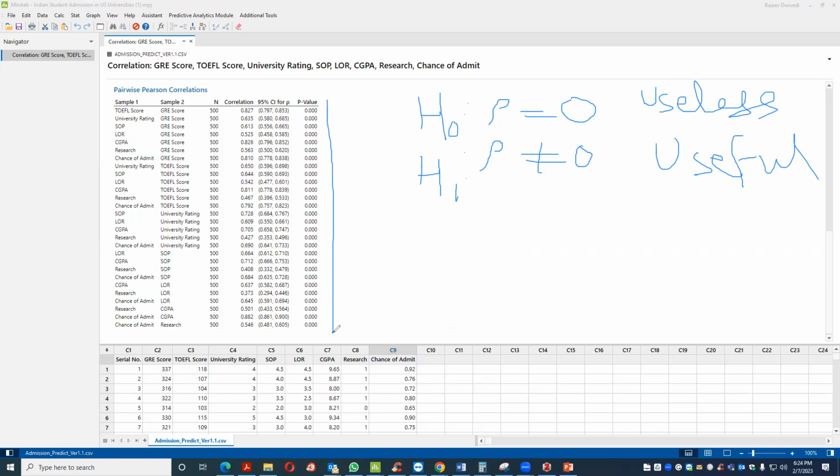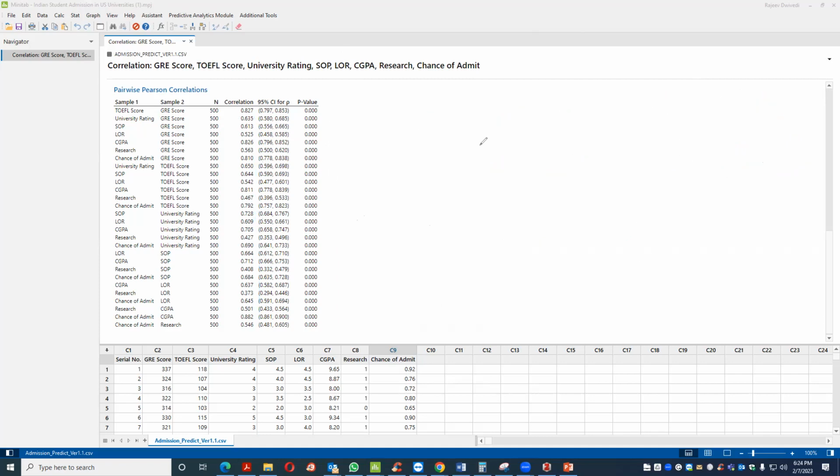All useful. That means all relationships exist. Means there is a significant relationship, and you can see their degree, it's 82, 82. So the range is minus 1 to plus 1. You can see these are all on the positive side, all the relationships are positive. Now, okay, I see now it's useful to run the regression model. So now I go and run the regression model.